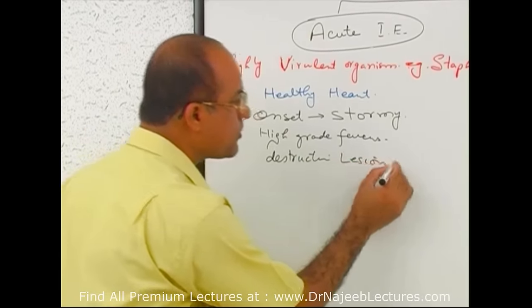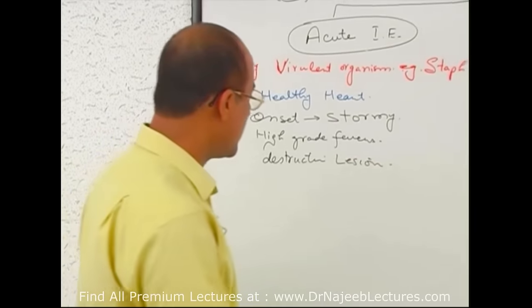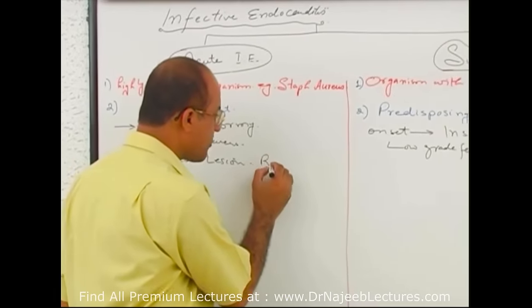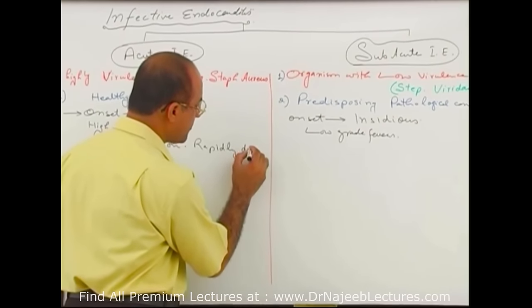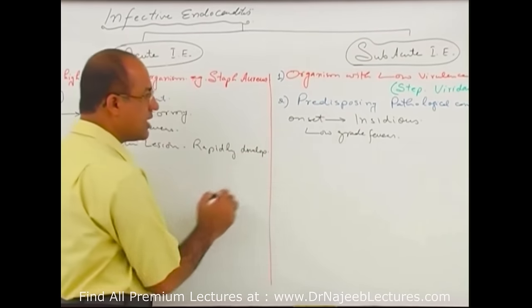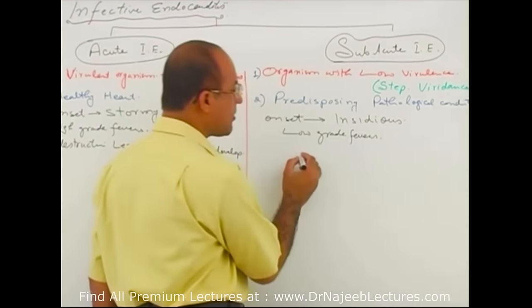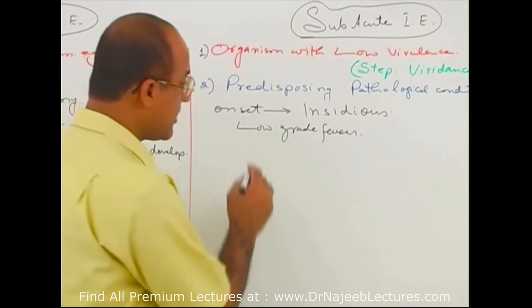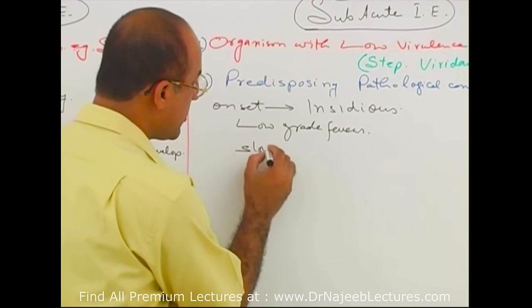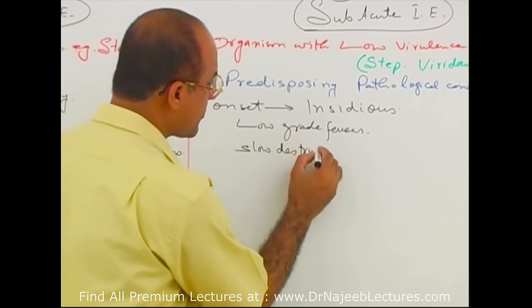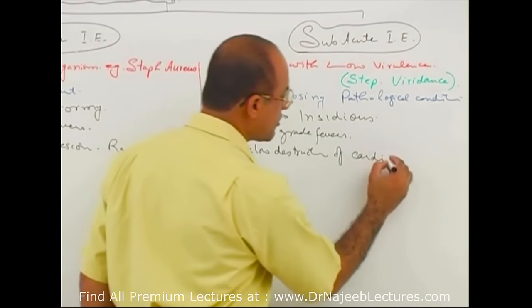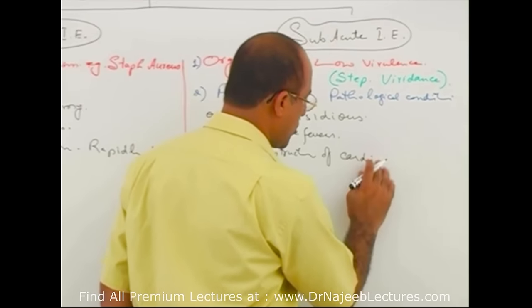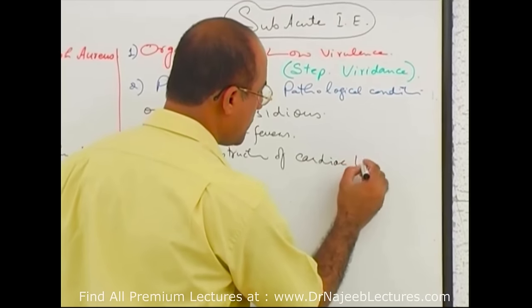Destructive lesions rapidly develop in the heart within a few weeks. Here, destructive lesions usually do not develop that rapidly. There is slow destruction of cardiac tissue. In case of subacute, there is slow destruction of cardiac tissue, right?